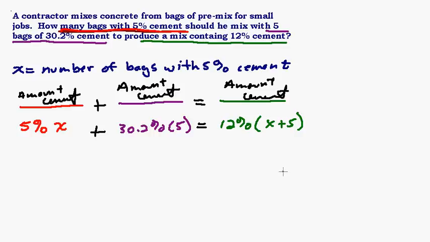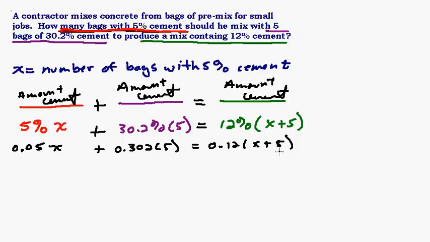So if you need to pause that and look at that before we start solving it and think about it a little bit, or maybe watch it again, that might be a good idea. But I'm going to jump into the solving now, and I'm just going to stick to one color. When you're doing a percent, remember you have to move the decimal twice before you start doing stuff. So that's 0.05x plus 0.032 times 5 equals 0.12 times x plus 5.